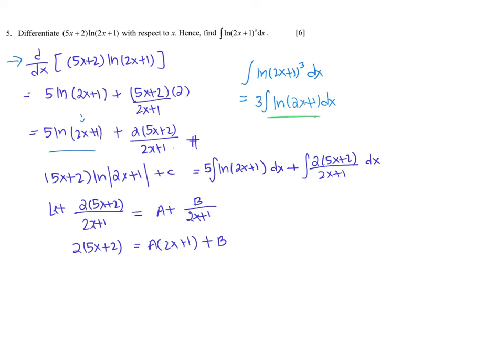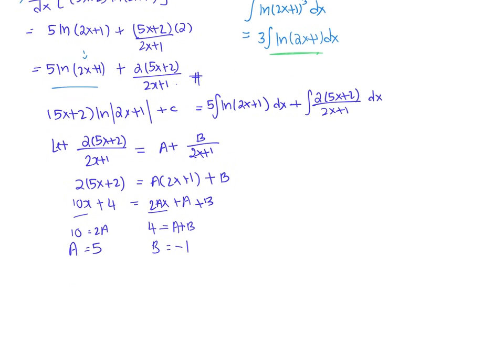Alright, so if we were to expand it, and then we can compare the coefficients. If we compare the coefficient of x, we will straight away see that 10 equals 2a, and we will have a equals 5. Likewise, if we compare the constant term, we will have 4 equals a plus b, and since a is 5, we will have b equals negative 1.